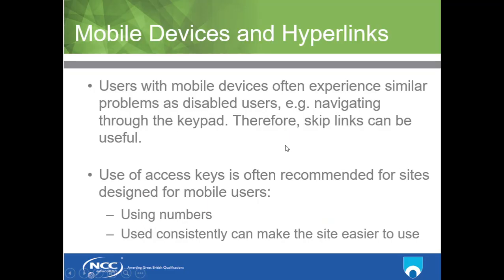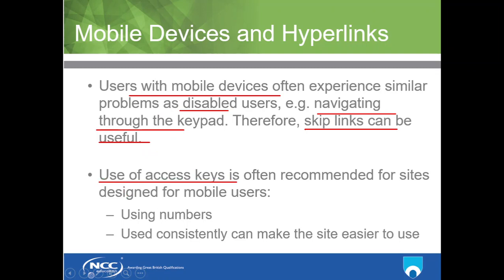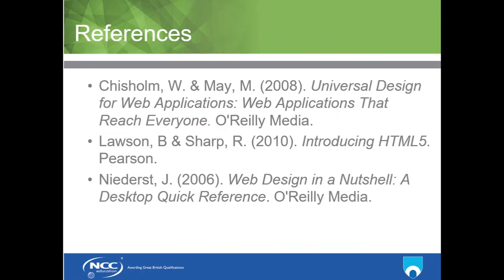Okay, we're almost done. So, mobile devices and hyperlinks. We know that many users use mobile devices and they normally experience similar problems as disabled users because navigating is through the keypad. So skip links can be useful to help them navigate easily. Then you can also use access keys, and it's recommended that you use numbers when you're using access keys, and you use them consistently in order to make the site easier to use.